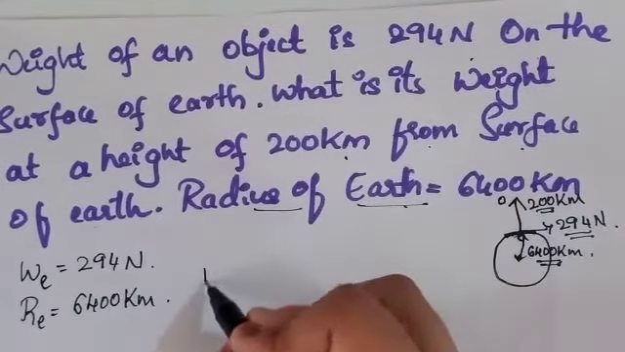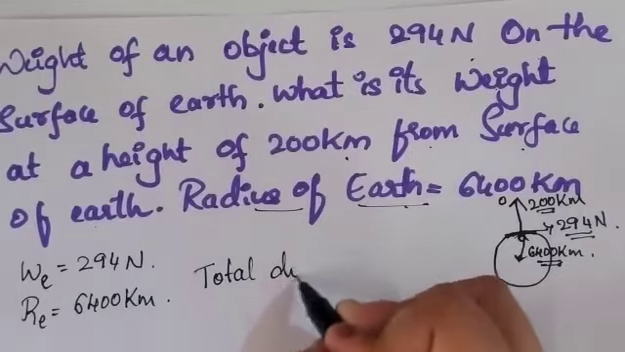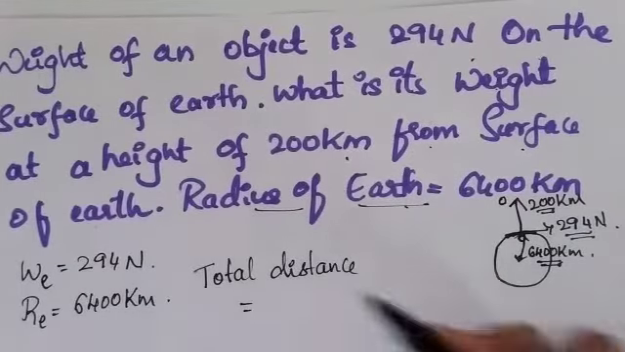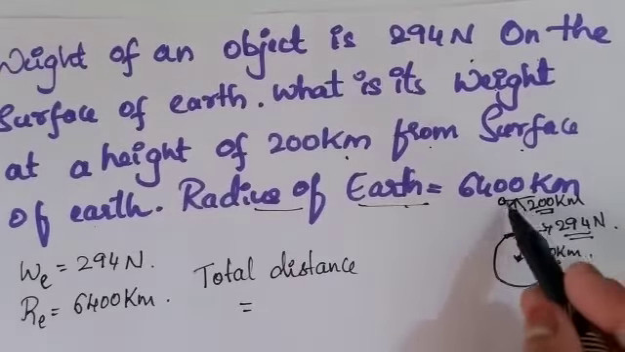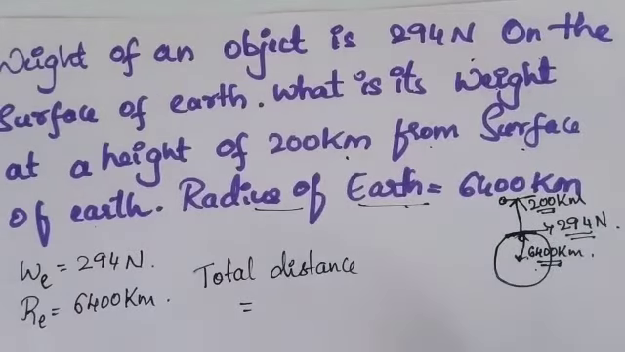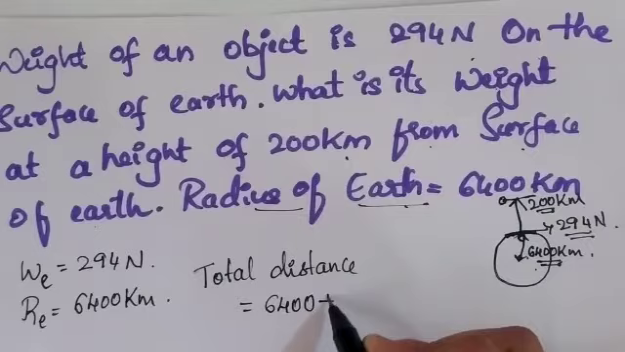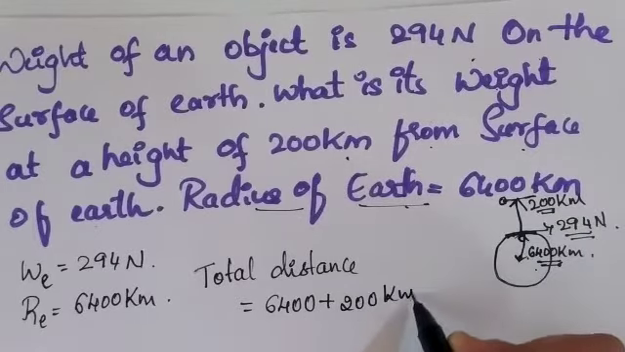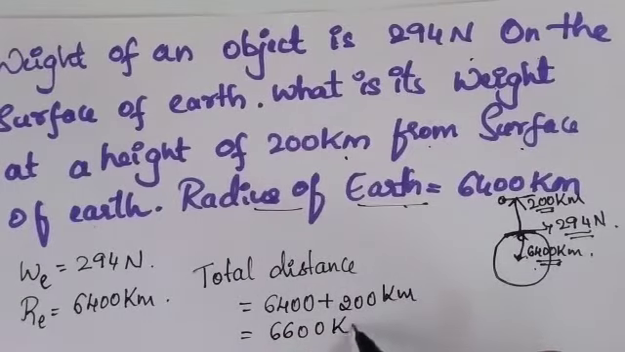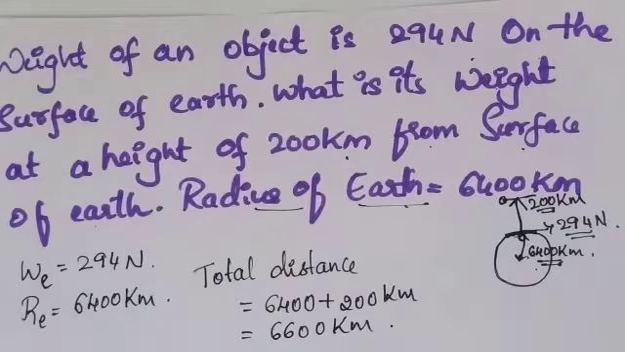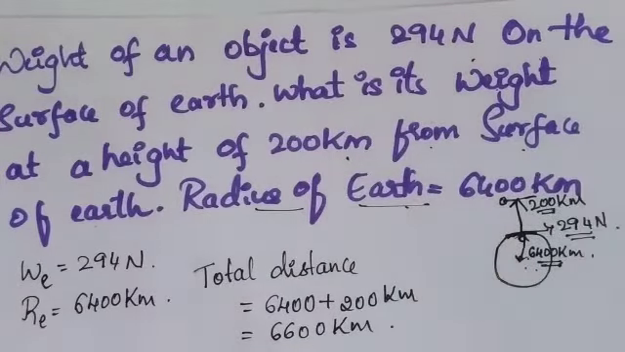Now what is the total distance? The total distance takes place as 6400 kilometer plus 200 kilometer. If you add, you will get the total distance at which we want the weight of that object, 200 kilometer above the surface. So 6400 kilometer plus 200 is nothing but 6600 kilometer, the total distance between the center of the Earth and the certain height. I'll consider this as height H.